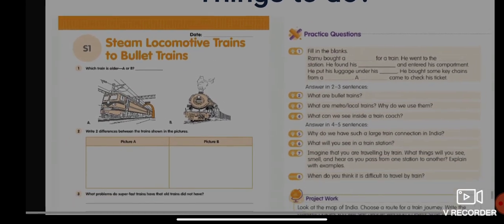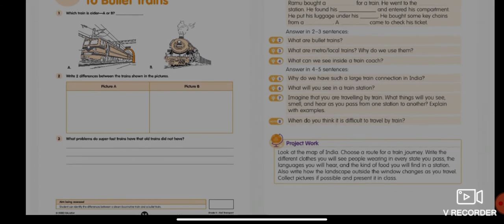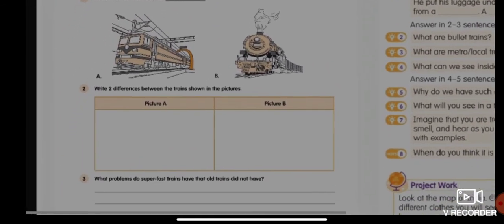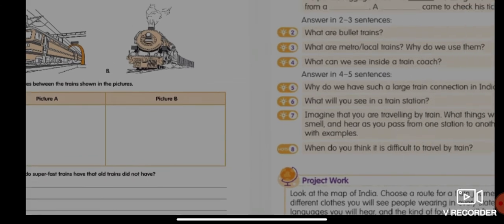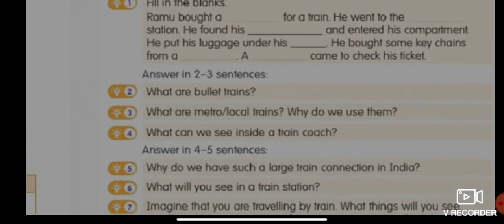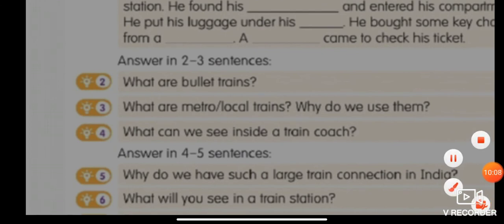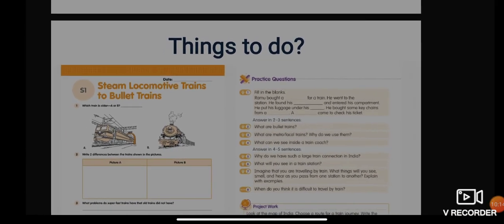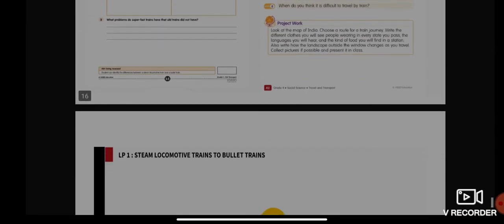Now, things to do: you have to do your worksheet S1 questions 1, 2 and 3, and then you have to complete your practice question number 2, What are bullet trains? So those are the two things that you have to do for today.